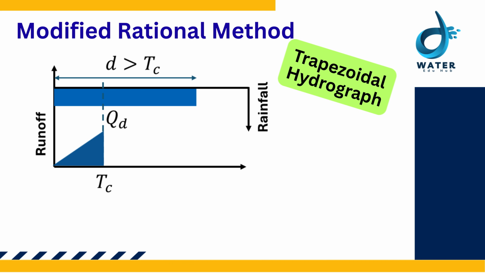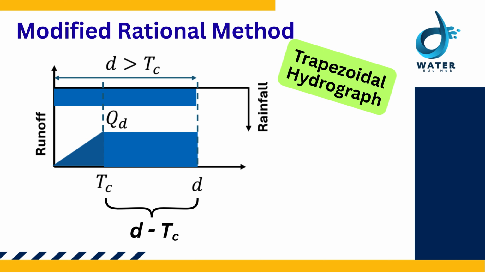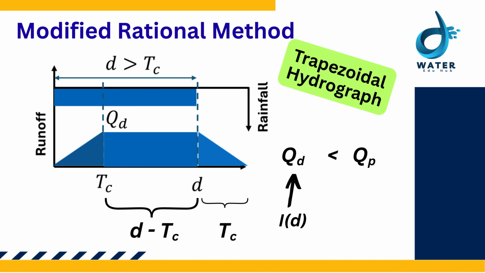Second, the peak flow Qd is maintained for a duration equal to d minus Tc. Finally, the flow recedes linearly from Qd back to 0 over a period equal to Tc, or Tc multiplied by a recession limb factor. The peak flow Qd in this trapezoid is calculated using the rainfall intensity corresponding to the longer duration d. Since intensity decreases with duration, Qd will be lower than Qp calculated at Tc. However, the total runoff volume, the area under the trapezoid, will be significantly larger.